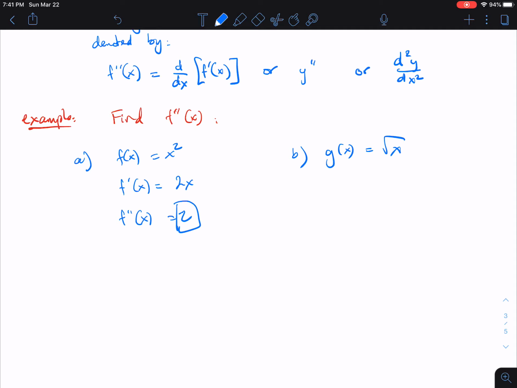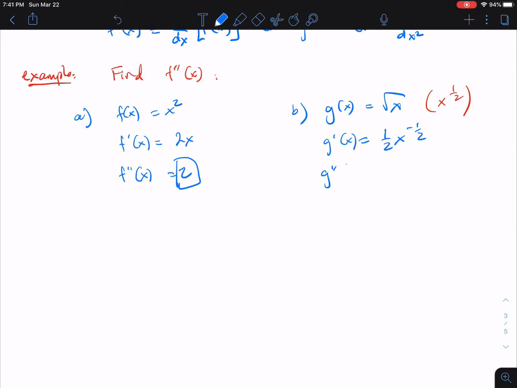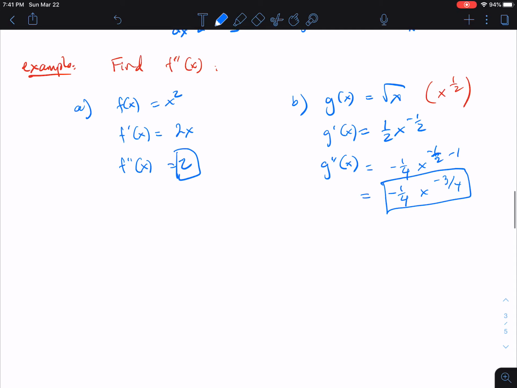For this one, we might want to rewrite it in rational exponent form as x to the 1/2 power, so that we can take the first derivative using the power rule. We're looking at 1/2 x to the negative 1/2. So let's move on to the second derivative, g double prime of x. Using the power rule again, we get negative 1/4 x to the negative 1/2 minus 1. So we're looking at negative 1/4 x to the negative 3/2. Okay, so that's the second derivative of the g function, square root of x.